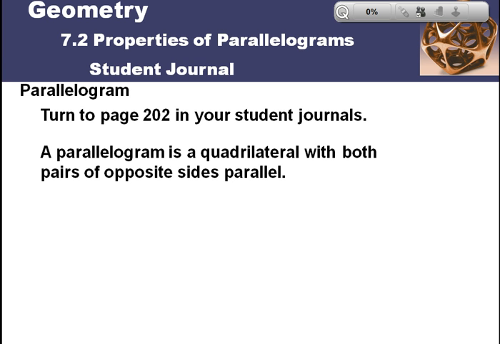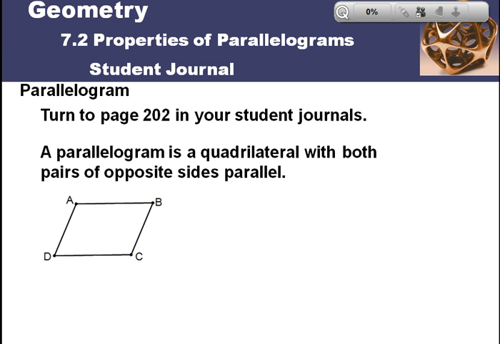Okay, well, a parallelogram is a quadrilateral with both pairs of opposite sides being parallel. So it's really in the name. It says parallel in the name. So a parallelogram is a four-sided figure. That's a quadrilateral. And opposite sides are parallel. So here is a quadrilateral.